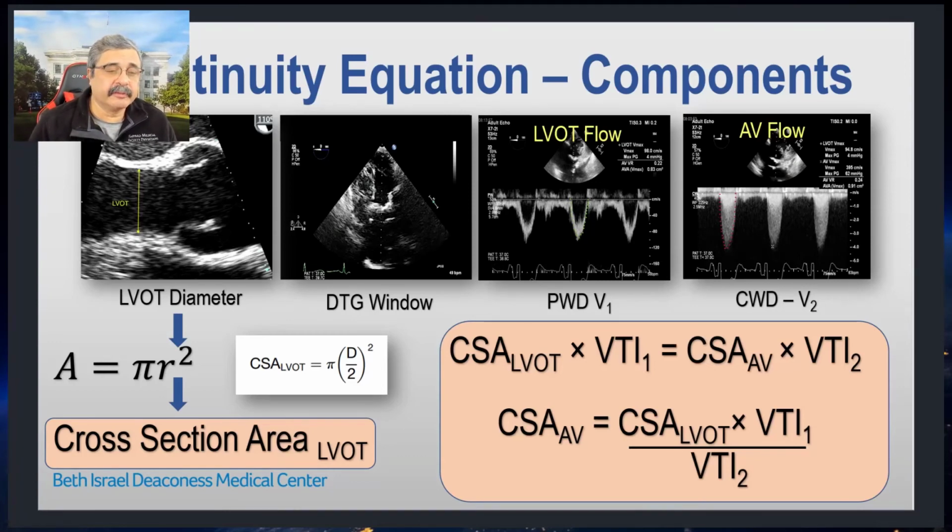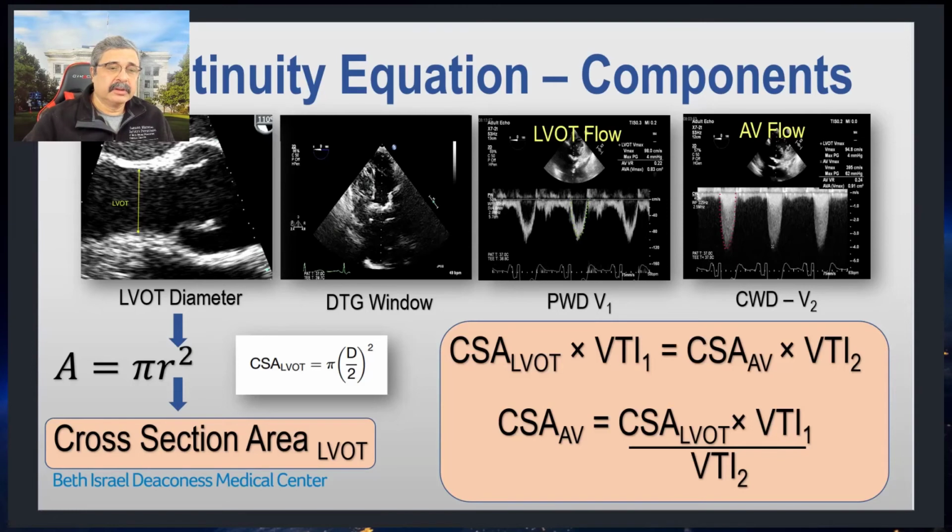Now, if you take a look at it, it's based on continuity principle, which means the flow is continuous in the absence of a shunt between two contiguous points. So therefore, cross-sectional area of the LVOT times the velocity time integral at the LVOT should be equal to the flow across the aortic valve, and therefore this whole equation can be solved for cross-sectional area of the aortic valve, which is the flow through the LVOT divided by the peak velocity through the aortic valve.